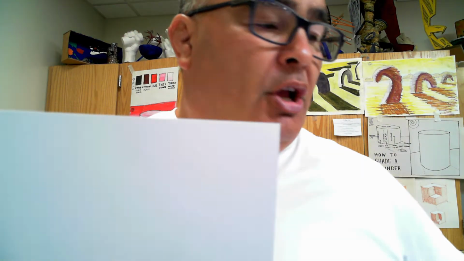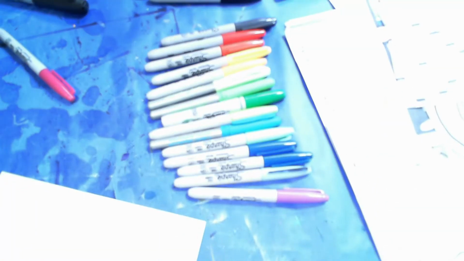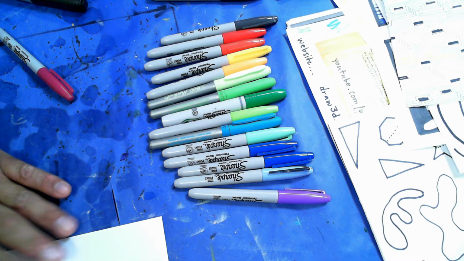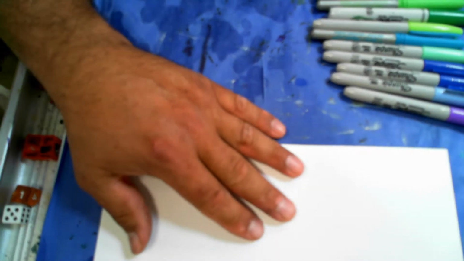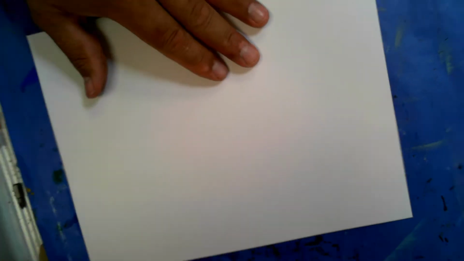Tools that you need: a piece of paper. I have here a piece of paper. You can use a variety of different mediums. Today I'm going to be using Sharpies. Sometimes we use gel pens, but for today's assignment, I'm going to use just good old-fashioned Sharpies.